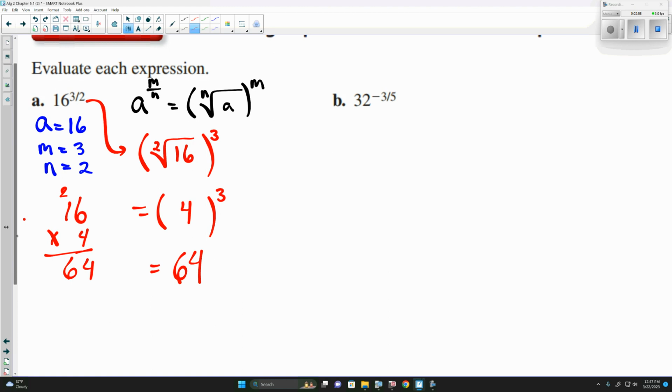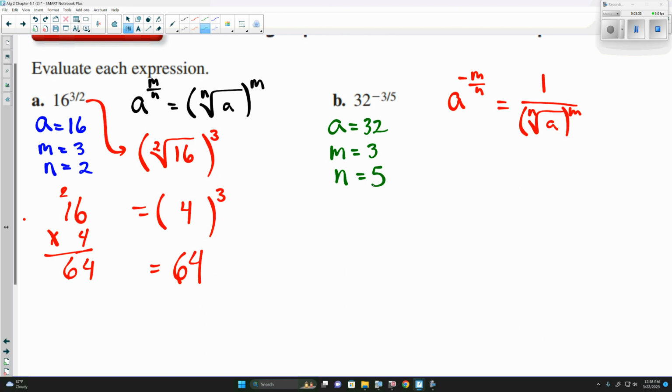Let's look at B. 32 to the negative 3/5. Well, according to our formula, a to the negative m over n, if we work it out, we end up getting the same as 1 over the nth root of a to the m. How do we know what our a and m are? So here, a would be 32, m we're just going to say 3, and n is 5.